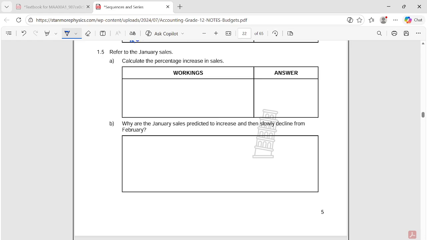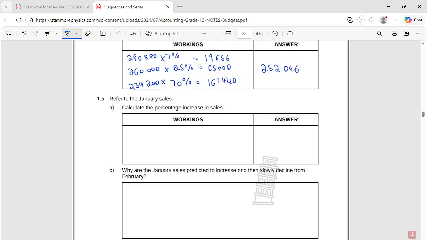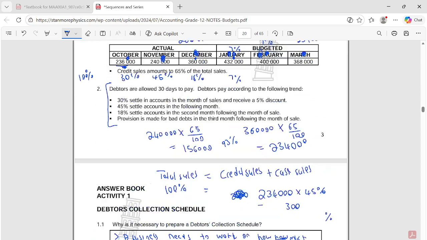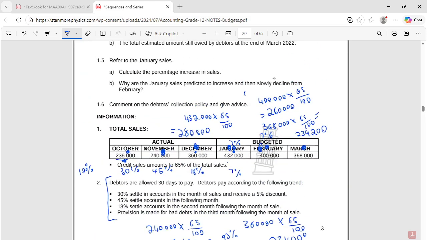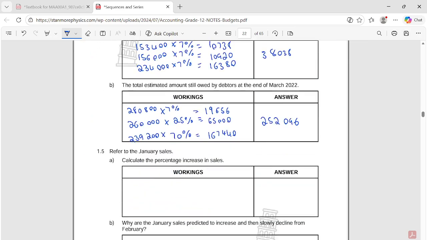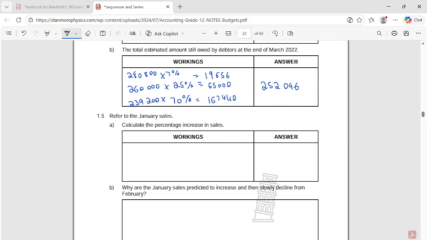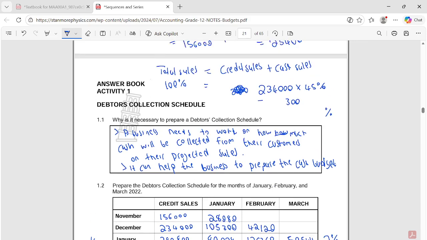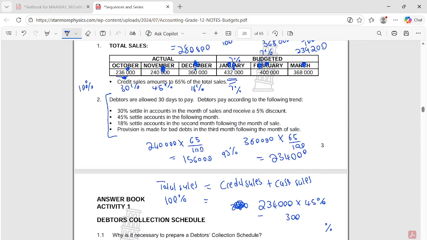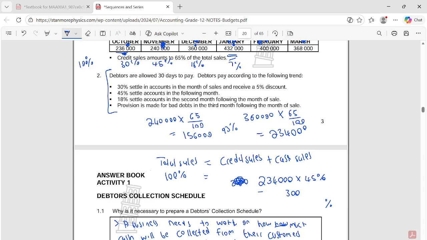Now we move to refer to the January sales. Now I'm going to my January sales. Here are my January sales, which is 432,000. They're saying calculate the percentage increase in the sales. Meaning, guys, if they say you must focus on the January sales, which is 432,000.